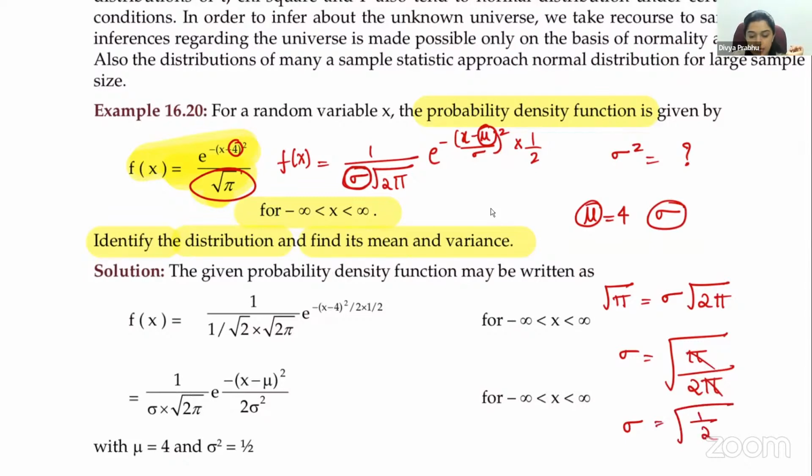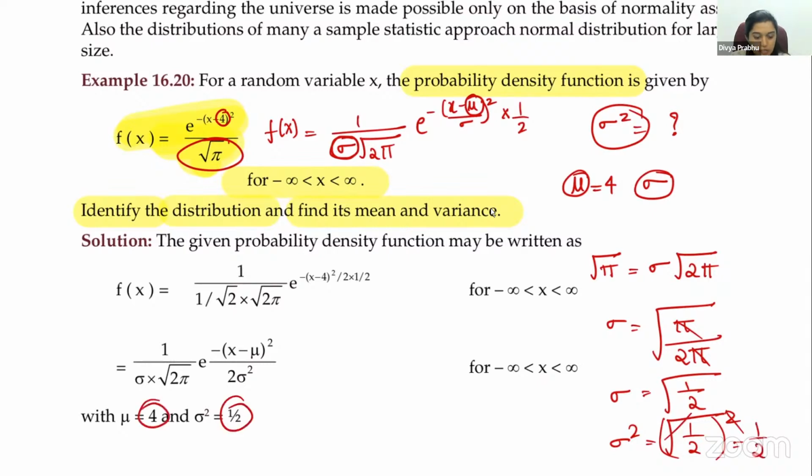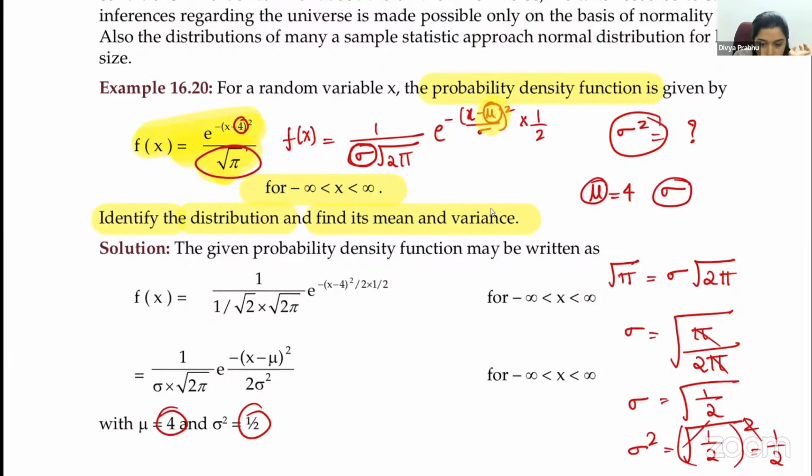Yes, but what do I want? Variance, that is sigma square. So sigma square is equal to root 1 by 2 whole square. This will get cancelled. What remains is 1 by 2. So the answer is 4 and 1 by 2. That's all. Understood? It's very, very simple. All you have to do is just to locate in the place of mu what is there, in the place of sigma what is there. Equate them, you will get the answer.